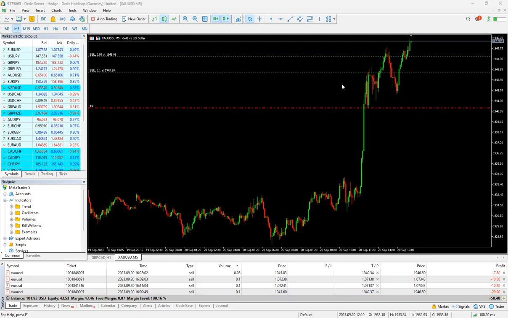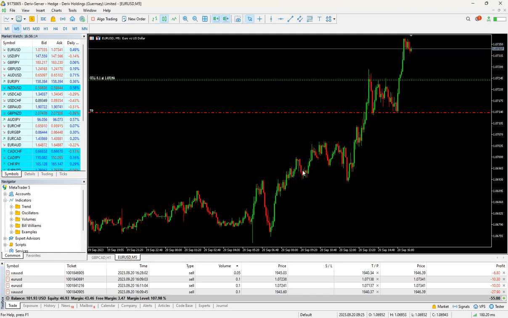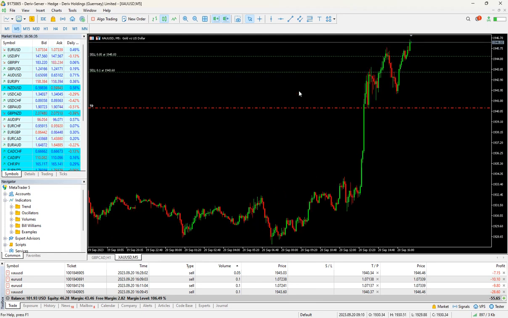Because of the news that is coming, I would suggest that you use a small lot size, 0.01. I am also in a Euro GBP, Euro USD trade. Euro USD is also a sell. Because of the news that is coming, choose only one. Either choose gold or Euro USD, and go for a sell.